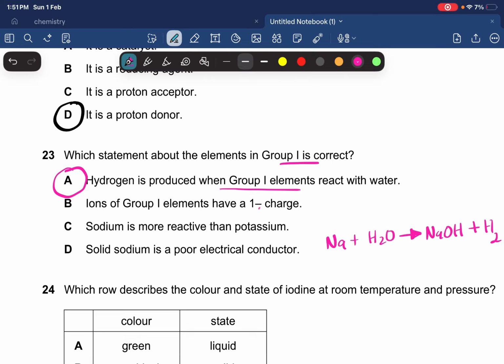Ions of group 1 have a 1 negative charge, no, a 1 positive charge. Sodium is more reactive than potassium, no. Down the group, your reactivity increases in group 1. So sodium is above, potassium is below. So potassium has to be more reactive.